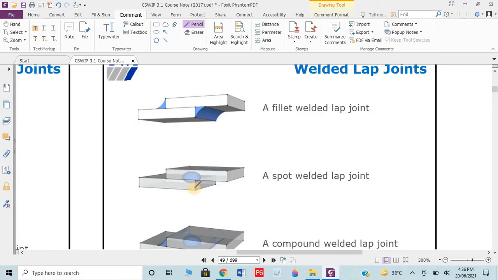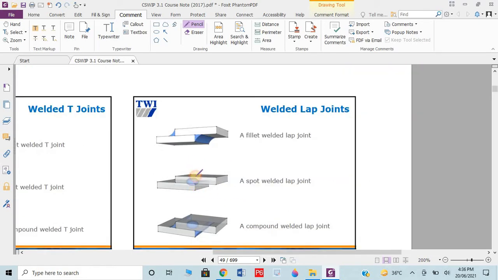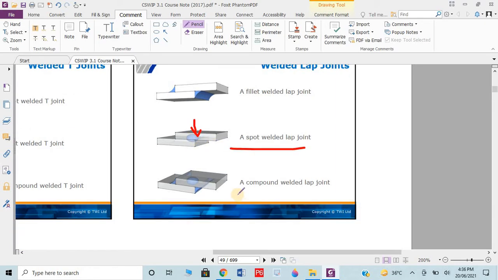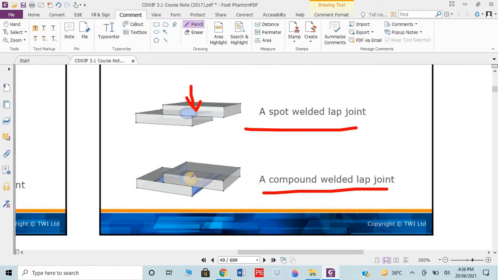Then if we need only a spot on one side, only spot welding, meaning just at a spot, it's known as a spot weld lap joint. Then we have the compound welded lap joint. A compound welded lap joint could be a compound of spot, butt weld and lap joint, fillet weld. So here we have two fillet welds and one spot weld. The combination of both is also known as compound weld.